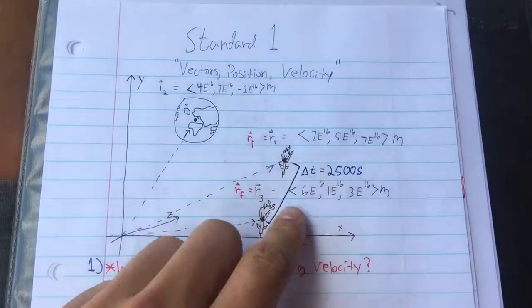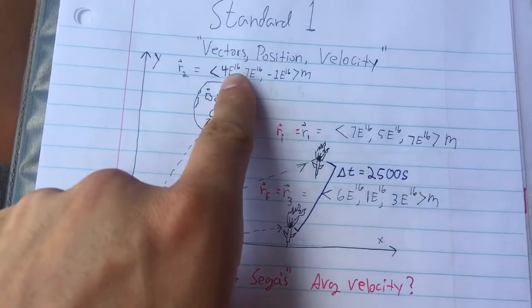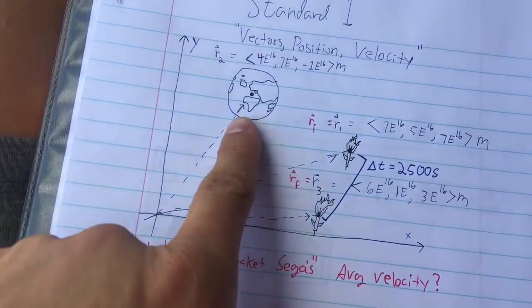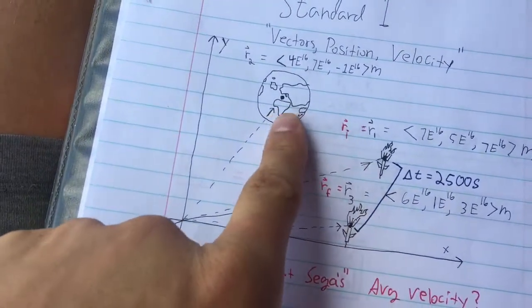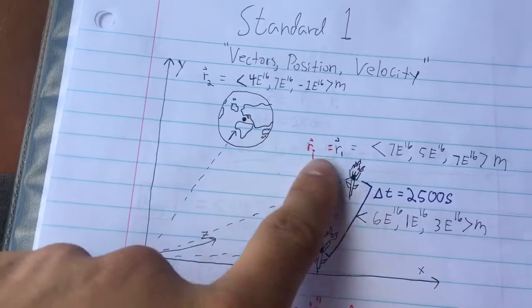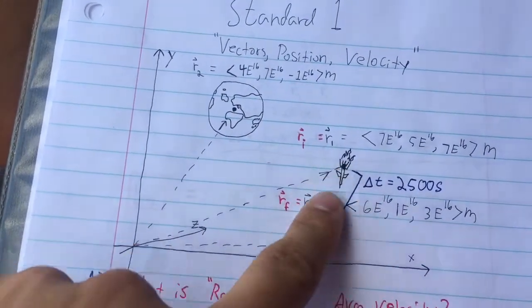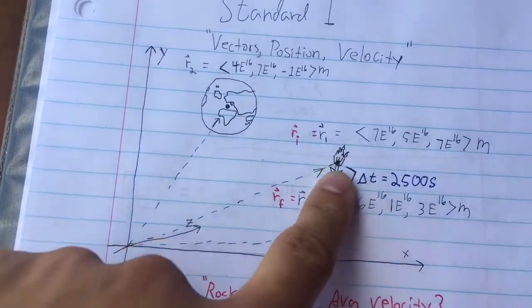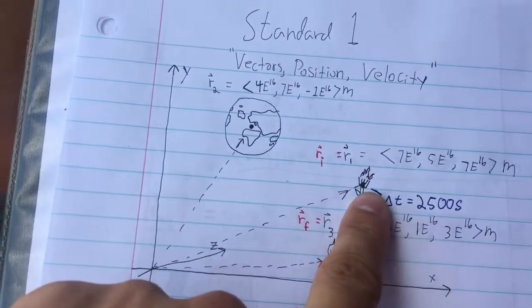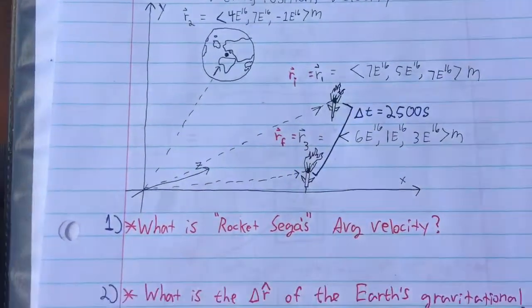Here we have a relationship between Rocket Sega and the Earth. We're going to observe the position vectors between the Earth and Rocket Sega in these two different time intervals. And we're going to check the velocity, given that we have the change in time from this first position of Rocket Sega to the second.